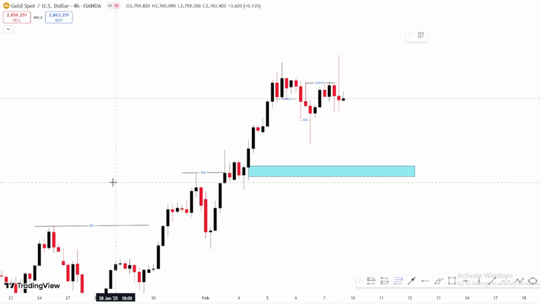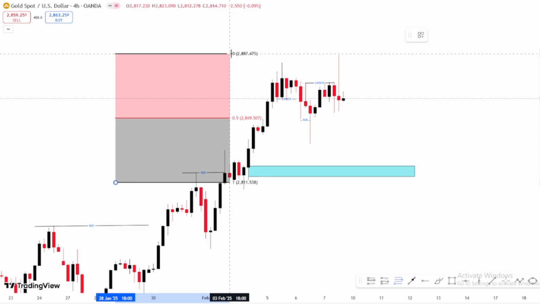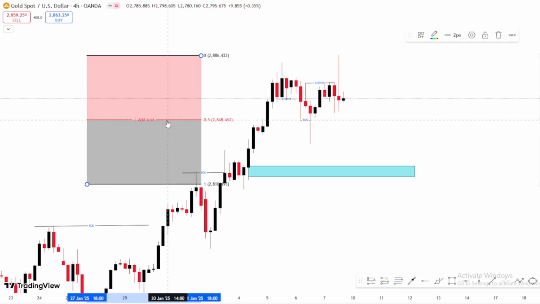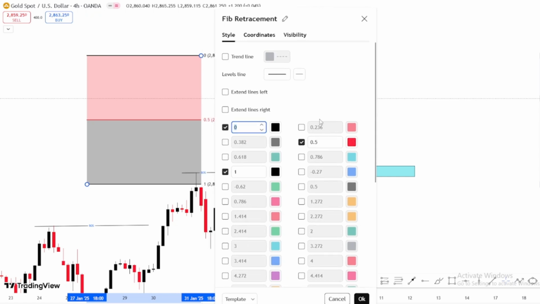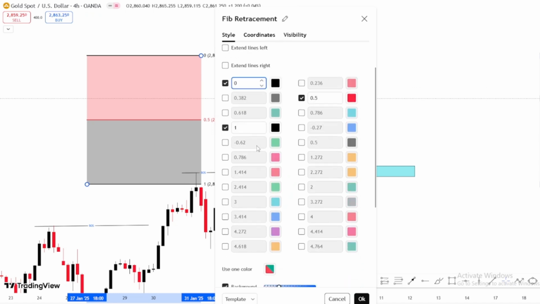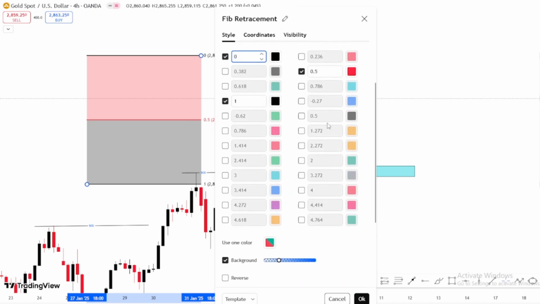It's the Fibonacci retracement, and I'm going to draw it. This is how the tool is. Look at the settings and make sure your chart is like this. Make sure here is 0 in black. Then make sure this one is 0.5 in red. Turn the rest off or turn them down.